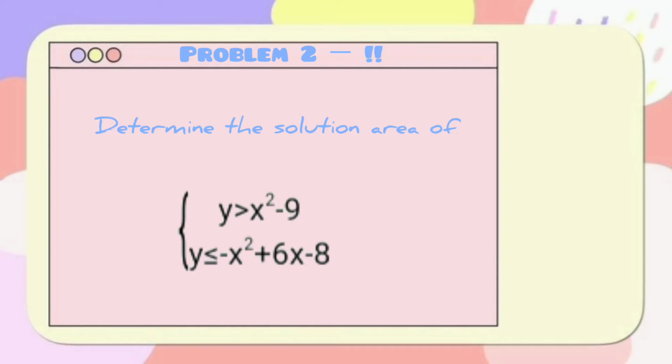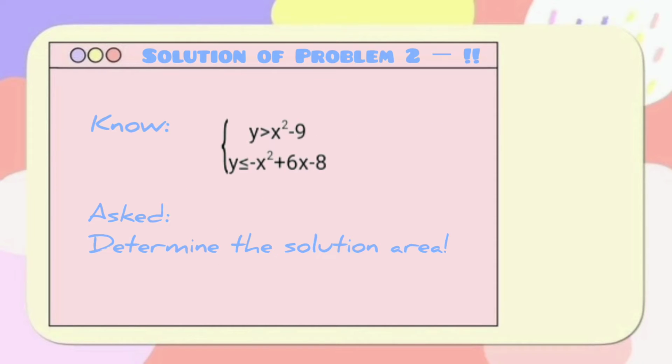The second problem: determine the solution area of y greater than x squared - 9 and y less than or equal to -x squared + 6x - 8. The solution of the second problem. These are the things that are known and asked.